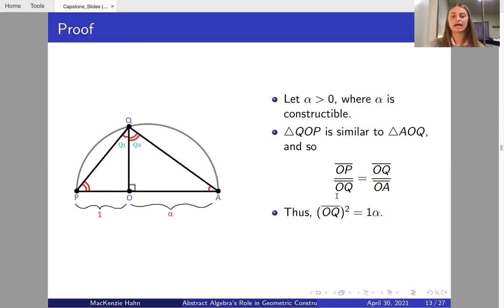Ultimately, we find that the line segment OQ squared is equal to alpha. So OQ has a length of the square root of alpha. Thus, the square root of alpha is constructible, given that alpha is a constructible number.